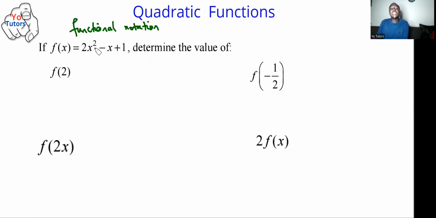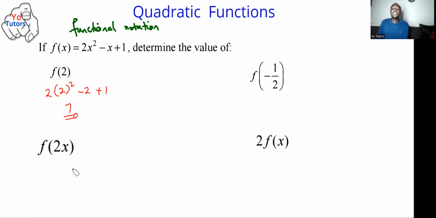If f of x is equal to x squared minus x plus 1, determine the value of f of 2. So for f of 2, where there is x, we are putting 2. So here it's going to be 2 squared minus 2 plus 1. Then 2 squared is 4, times 2 is 8. 8 minus 2 is 6. 6 plus 1 is 7. So our answer will be 7 there.